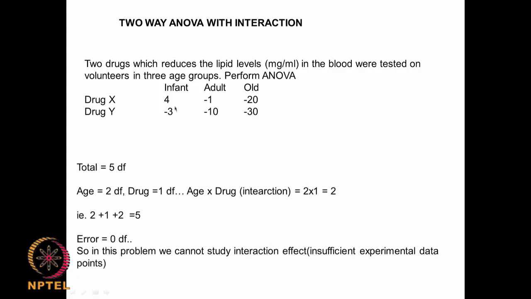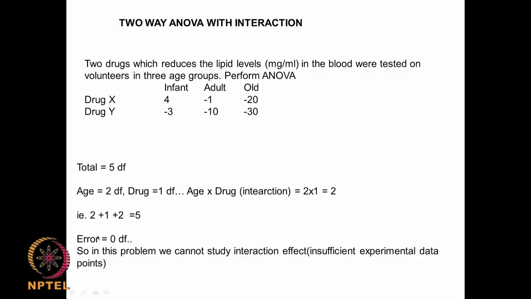Now, there are 6 data points, so you have 5 degrees of freedom, right, 6 minus 1. Now, age, there are 3 groups, so obviously 2 degrees of freedom. Drug is 1 degree of freedom, because you have 2 drugs. So, if you want to look at age into drug, that is interaction, then you need to multiply 2 into 1, that comes to 2. So, if I add this 2 for age, this 1 for drug, and this age-drug interaction 2, they all add up to 5. Okay. So, 5 minus 5 is what error will be.